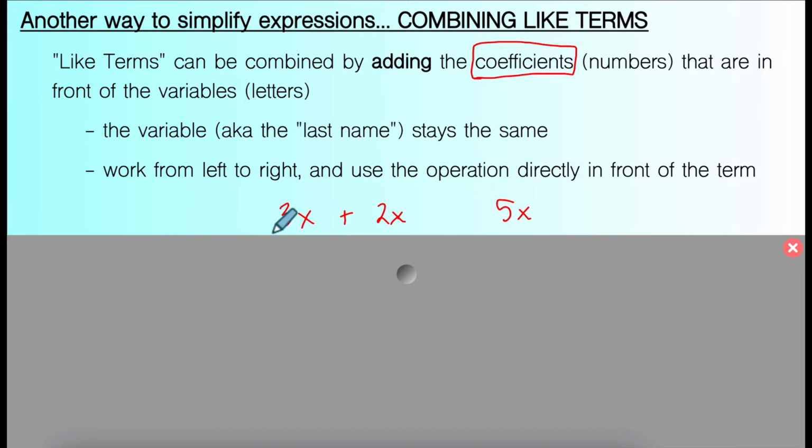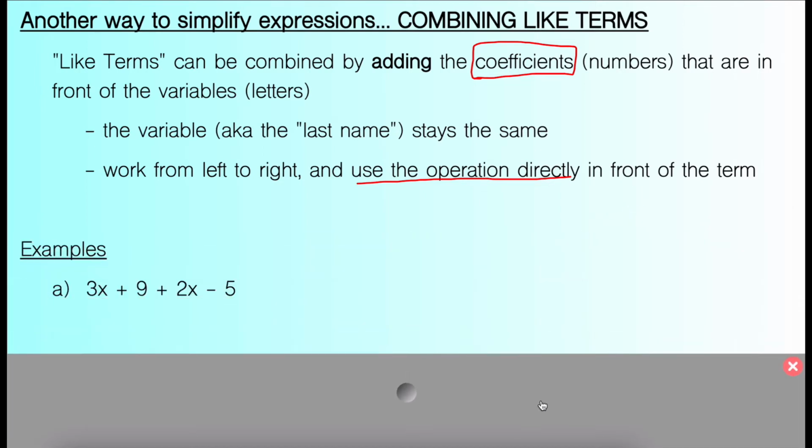The other important thing to remember is that when you are combining like terms, you're always going to work from left to right in your expression. The other thing I wrote here says you're going to use the operation that is directly in front of the term you're working with. Now, that might not make sense just reading it, but if we put it into practice with an example, I think it'll make sense. That's what we're going to do for the rest of this lesson. We're going to go through a couple of example problems.